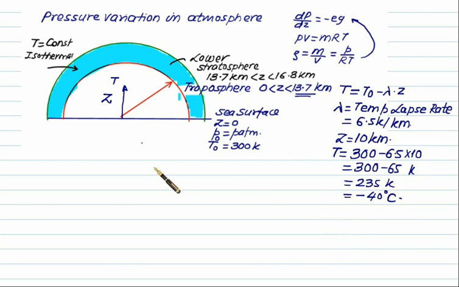Whereas in the case of the lower stratosphere, which ranges from 13.7 kilometers to 16.8 kilometers, the temperature remains constant. If the temperature remains constant here, we use the same derivation, but we have to keep the temperature constant, and we have to prove this equation. So we have dP by dz equal to minus P by RT.